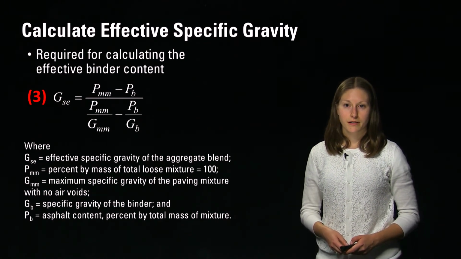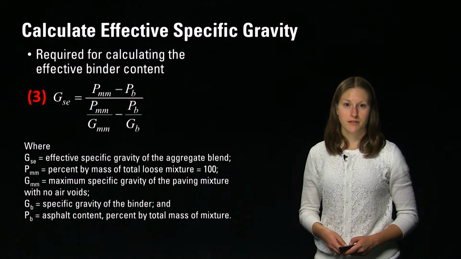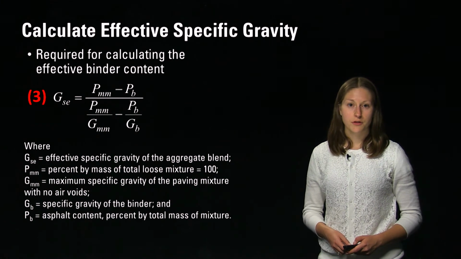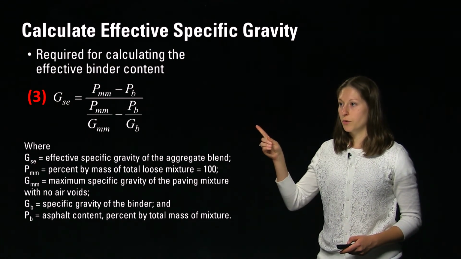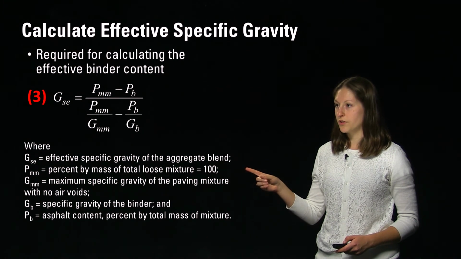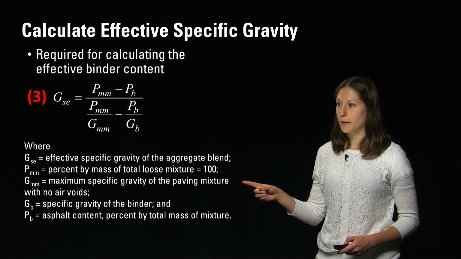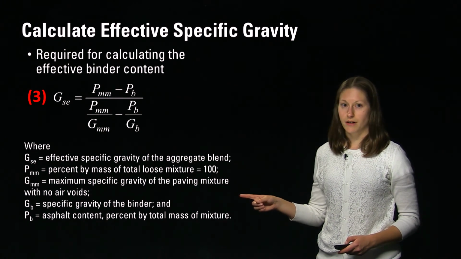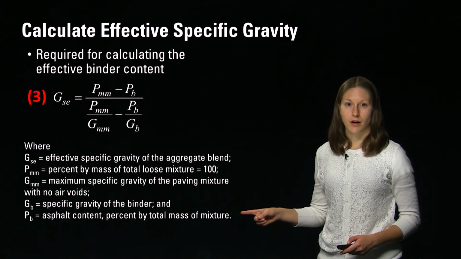Our effective binder content, P BE, is a function of how much binder our aggregates absorb. This is related to our effective specific gravity, which we estimated for our trial aggregate blend at the start of the Superpave mix design process. However, once we've prepared a trial asphalt mixture and measured the theoretical maximum specific gravity, GMM, we can calculate the true effective specific gravity using equation 3. We see that equation 3 requires input of our percent by mass of our total loose mixture. This is 100% because our air voids add no mass. Our theoretical maximum specific gravity, which we measured. Our binder specific gravity, GB. And our asphalt content given as a percentage by total mass of our asphalt mixture.